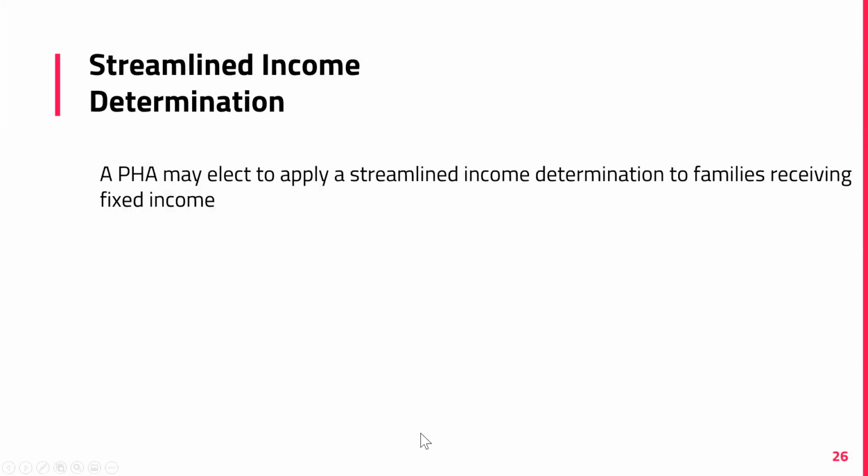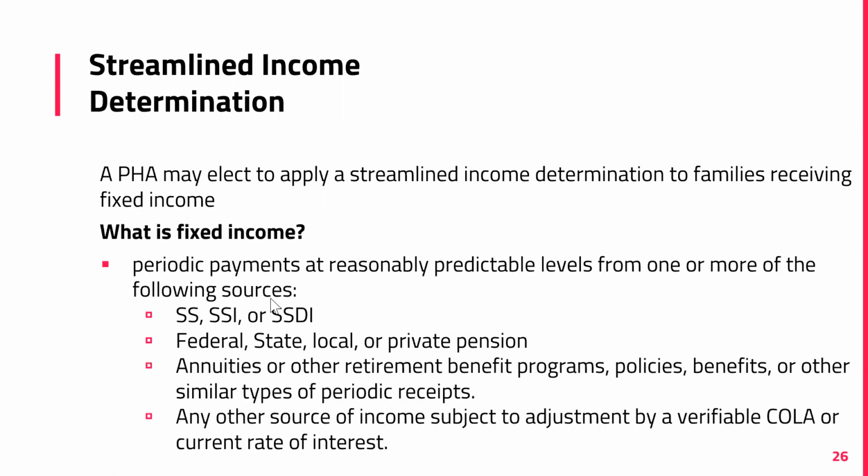Let's talk really quickly about streamline income determination. So I kind of went over this very quickly a few weeks ago during the staff meeting, but I want to go over this with you guys again really quickly. So the Public Housing Authority can elect to apply a streamlined income determination if the family is receiving fixed income.